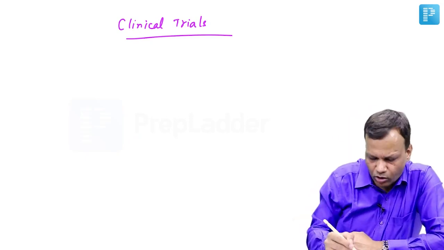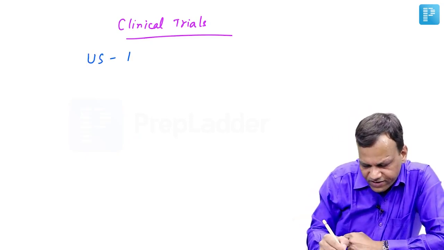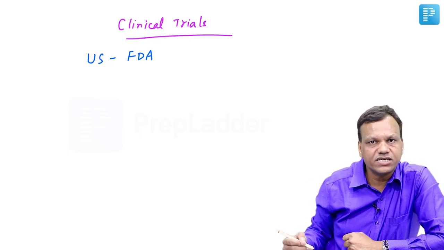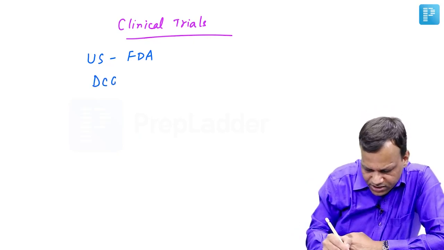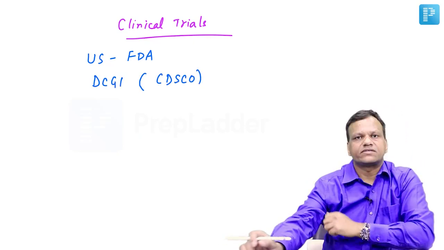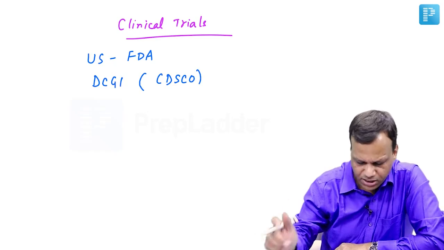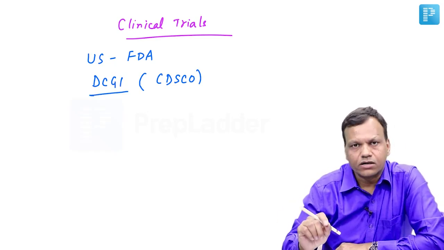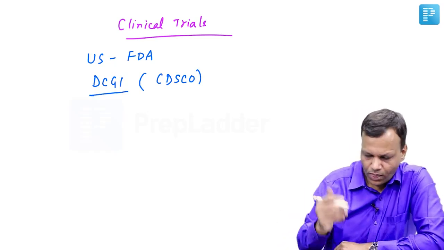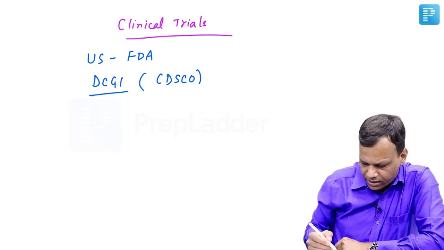There is a regulatory authority in America known as the FDA, the US FDA, Food and Drug Administration. In India, that authority is known as DCGI, which works under the Central Drug Standard Control Organization. DCGI stands for Drug Controller General of India. Okay. Now, in clinical trials, there are different phases.